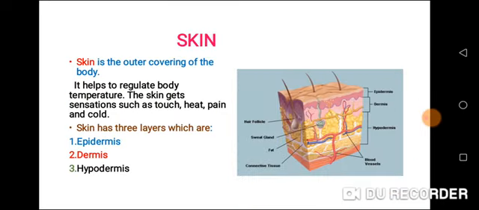The next one is skin. Skin is the outer covering of the body. It helps to regulate body temperature. The skin gets sensations such as touch, heat, pain, and cold. Sensation is a physical feeling from something that comes into contact with the body. You know, if someone touches you, you feel it.